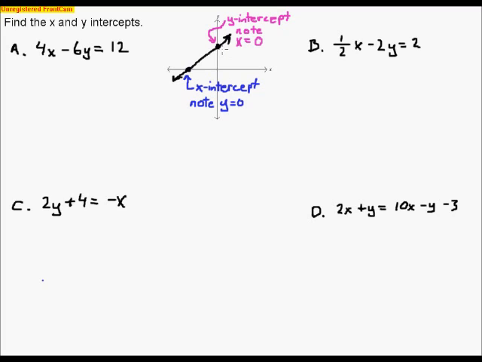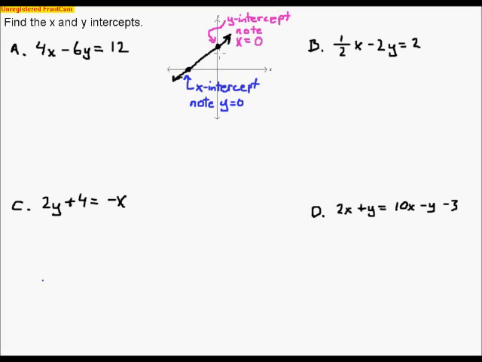The y-intercept is where the line crosses the y-axis. Now, what do you think the x value is? How far do you have to go to the left or to the right when you're on the y-axis? Well, the answer is no spaces. X equals 0, and that's what I wrote down right here. So for the y-intercept, we're going to find that by setting x equal to 0.